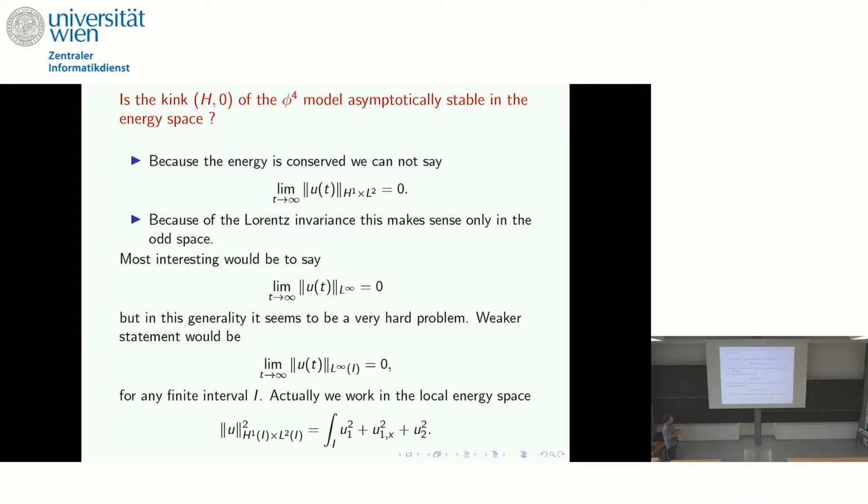And the second thing is that there is Lorentz invariance. As soon as you add a perturbation to the kink, it will start moving, and it will also change its profile according to the Lorentz boost. So you have to modify this question in two ways. First, you have to restrict the class of perturbations so that somehow you get rid of the Lorentz invariance. And second of all, you have to change the topology. The initial data can be in the energy space, but the asymptotic stability cannot be proven in that space. There has to be another space.